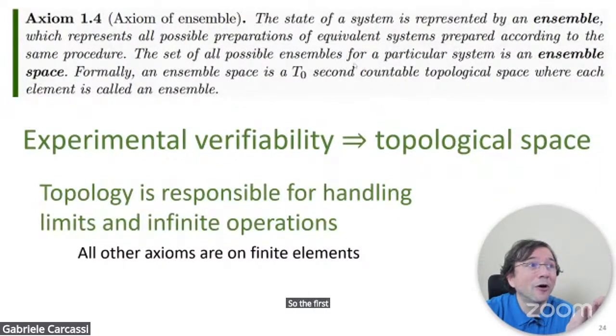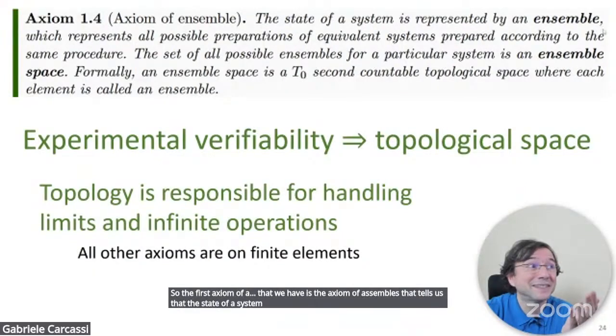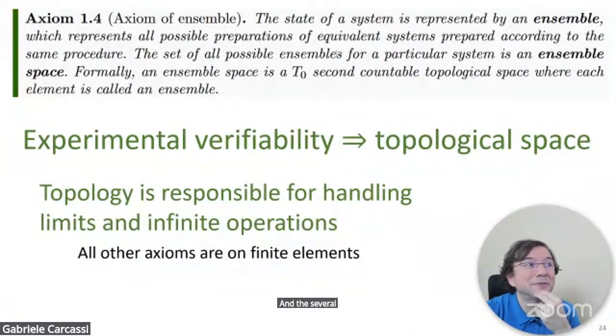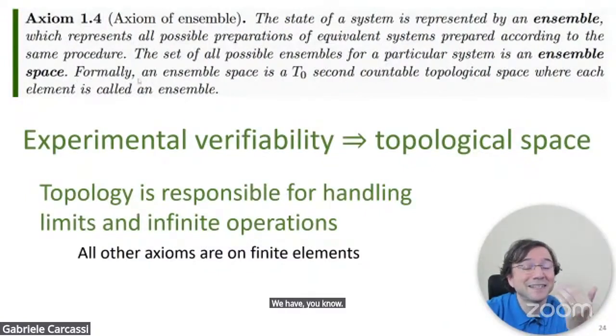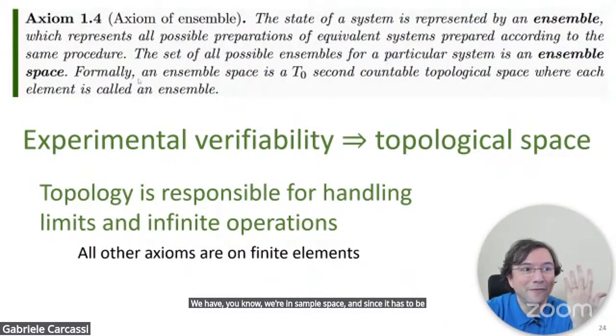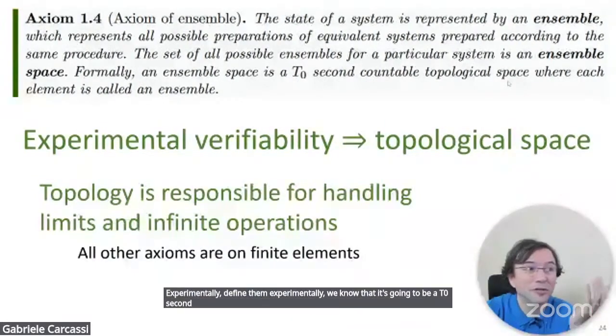So the first axiom that we have is the axiom of ensembles, which tells us that the state sigma of a system is represented by an ensemble, which represents all possible preparations of equivalent systems prepared according to the same procedure. And the set of all possible ensembles for a particular system is an ensemble space. So we know what an ensemble space is, and since it has to be verifiable and definable experimentally, we know that it's going to be a T0 second countable topological space.